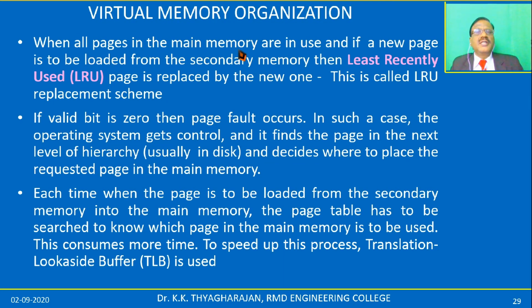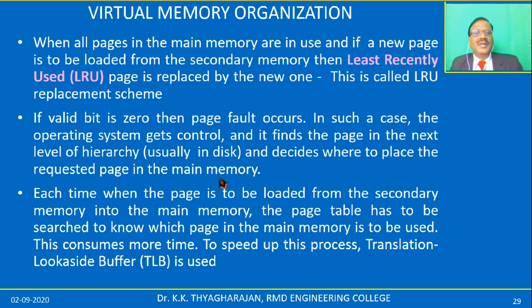When all pages in the main memory are in use, and a new page is to be loaded from the secondary memory, then the least recently used page is replaced by the new one. This is called the LRU replacement scheme. If a valid bit is 0, then a page fault occurs. In such a case, the operating system gets control and finds the page in the next level of the hierarchy, that is from the disk, and decides where to place that requested page in the main memory.